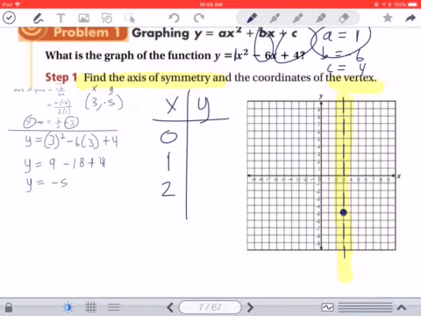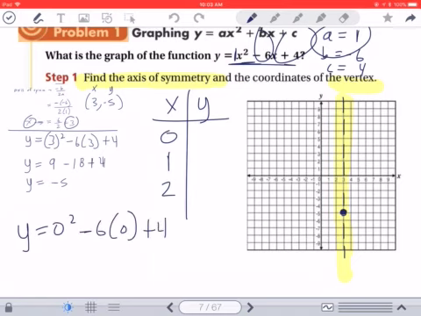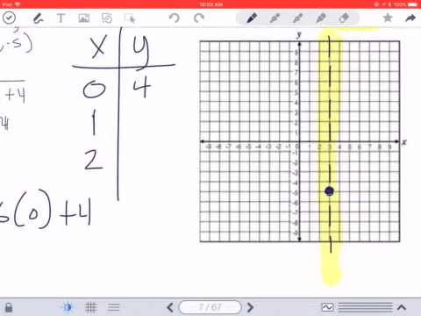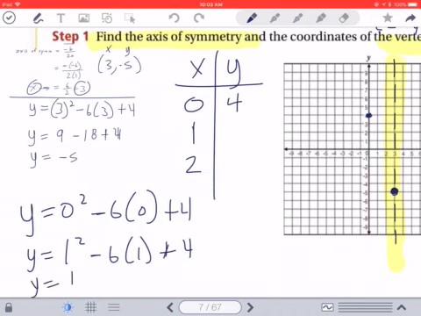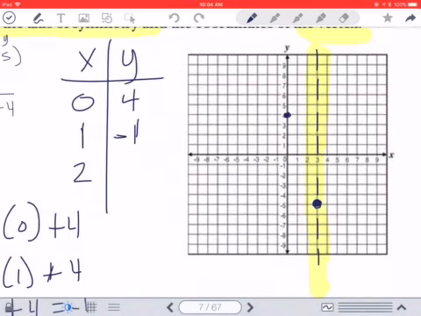So when I plug in 0, I get y equals 0 squared minus 6 times 0 plus 4. So when I plug in 0, I get 4. So I go over 0, up 4. Hey, when I plug in 1, 1 squared minus 6 times 1 plus 4. That would equal 1 minus 6 plus 4. Which is going to be negative 5 plus 4, negative 1. Okay, so I get negative 1, over 1, down 1.